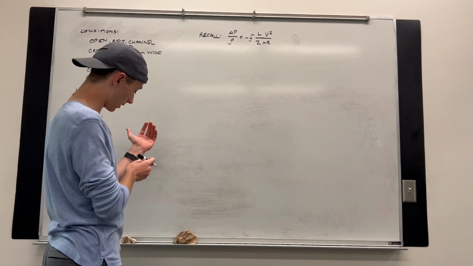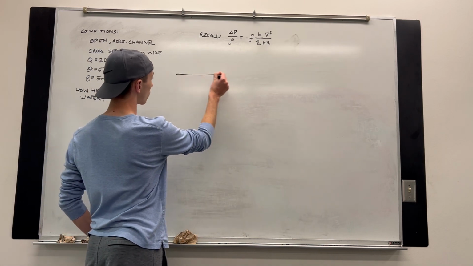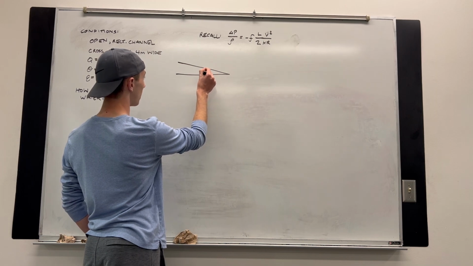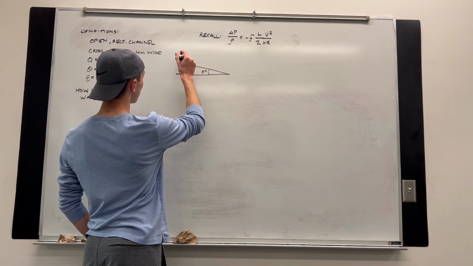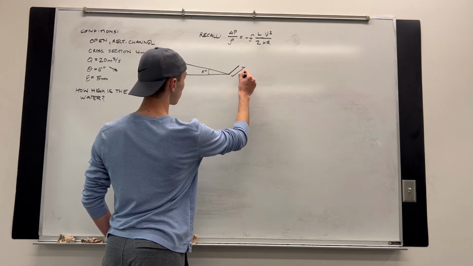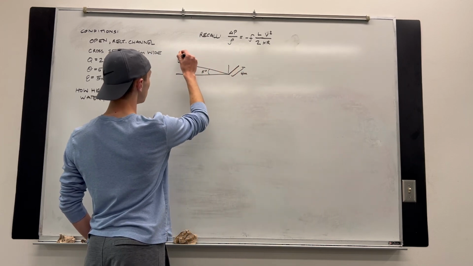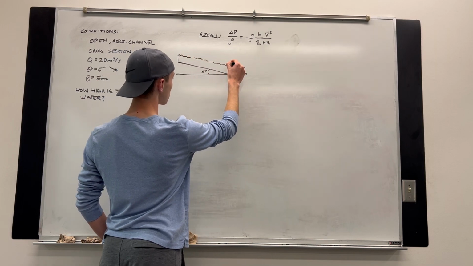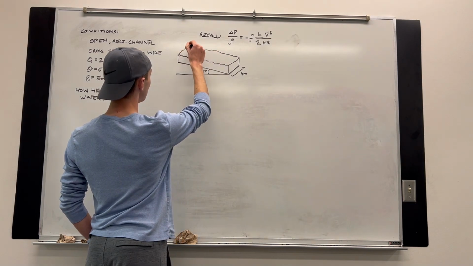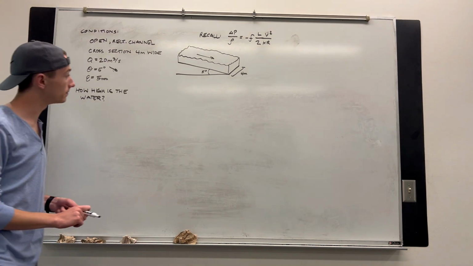So just to give a quick drawing of what our channel might look like, here's our horizontal reference, and then maybe here's the side of our channel at 5 degrees. And we have some width to our channel that is 4 meters. I'm just going to do my best here to draw. And we have water flowing down this channel. Okay, and it's flowing downhill.